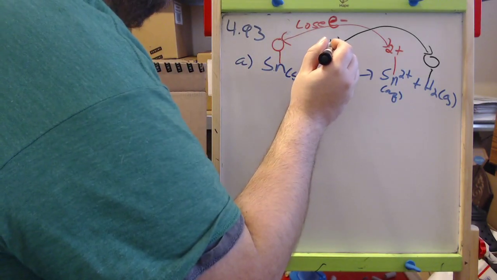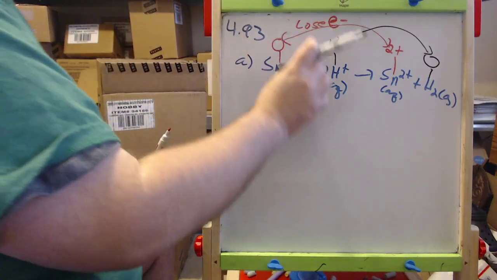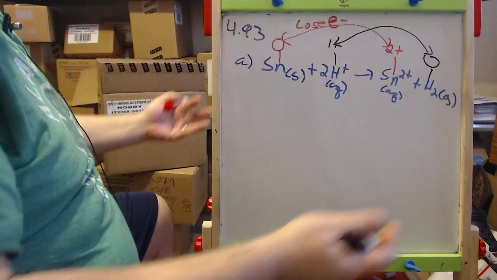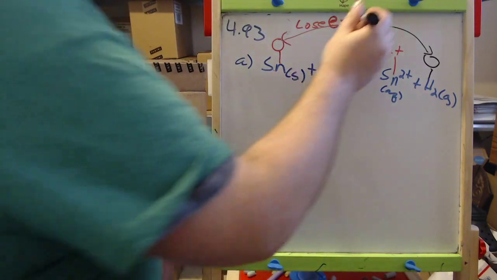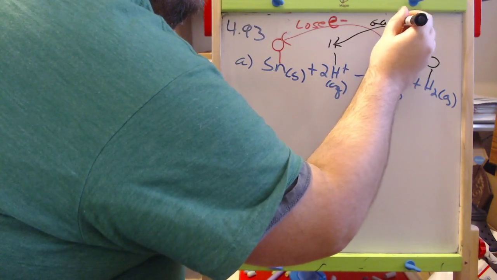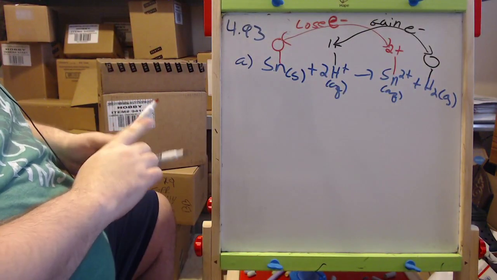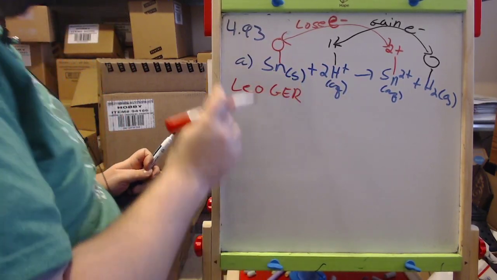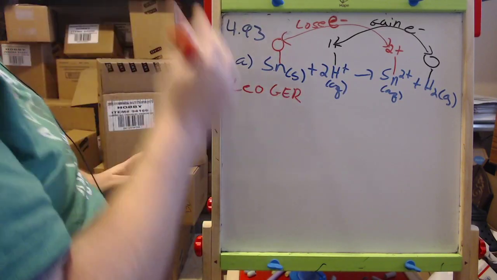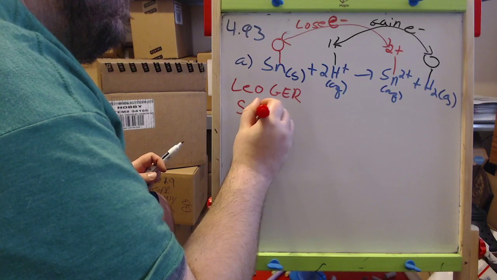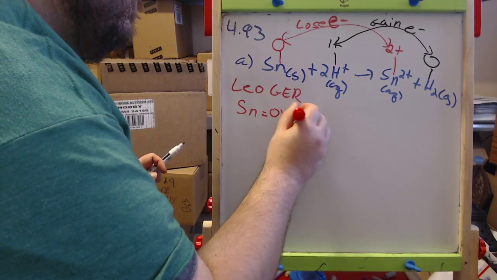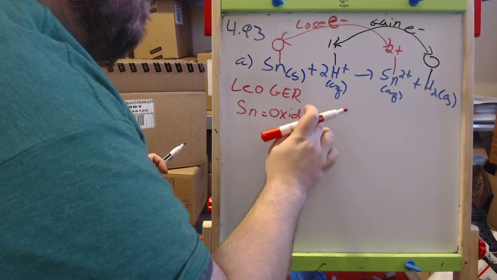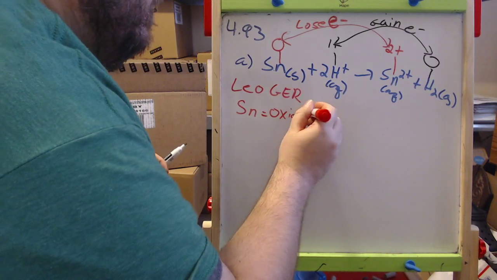I went from +1 to 0. I went from being positive to being negative. I know I'm not negative, but I went negative. I went lower than what I was. So I must have gained E minuses. Okay, so then we go back to Leo the lion goes grr. If I lose electrons, I'm oxidized. So in our case, tin is oxidized. I put oxidized, if I could spell today.